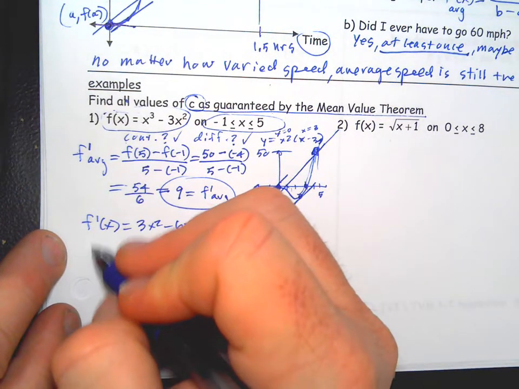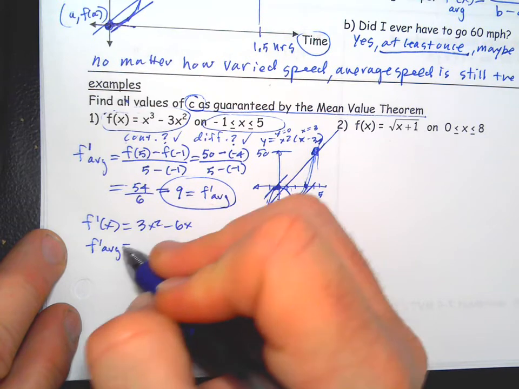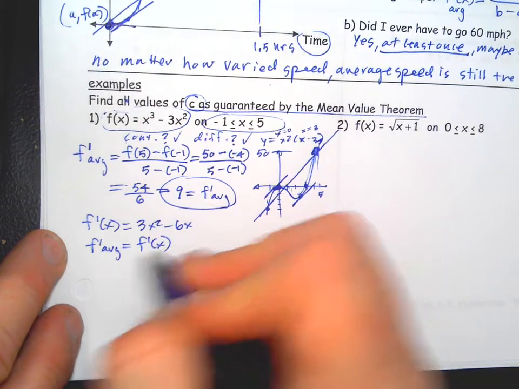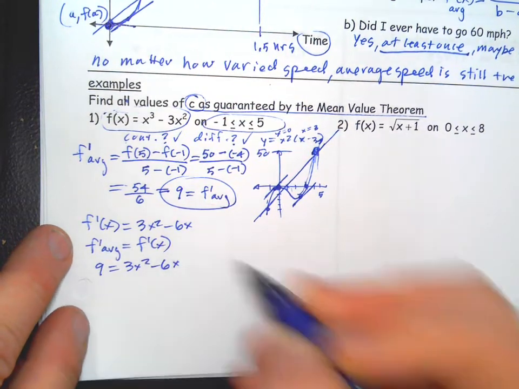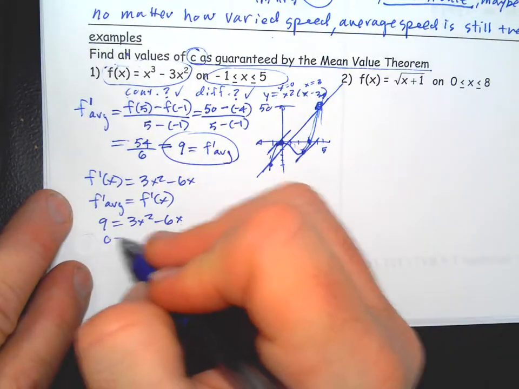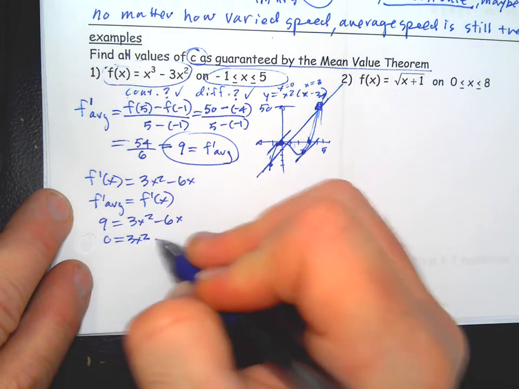And now we want to set them equal to each other. F prime average to f prime x. So it's going to be 9 equals 3x squared minus 6x. So now you got to solve the algebra equation. Move everything on one side. It's polynomial.